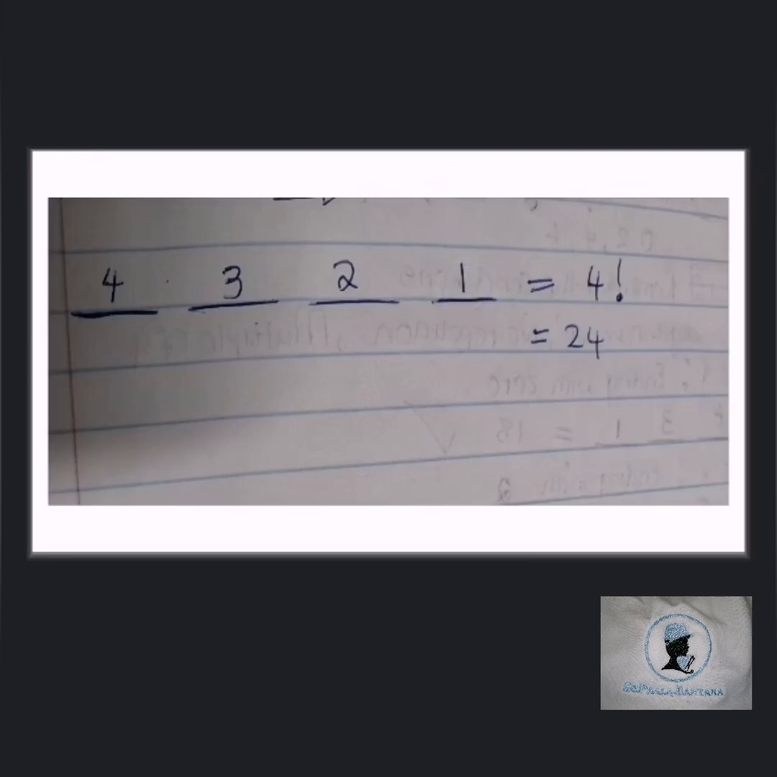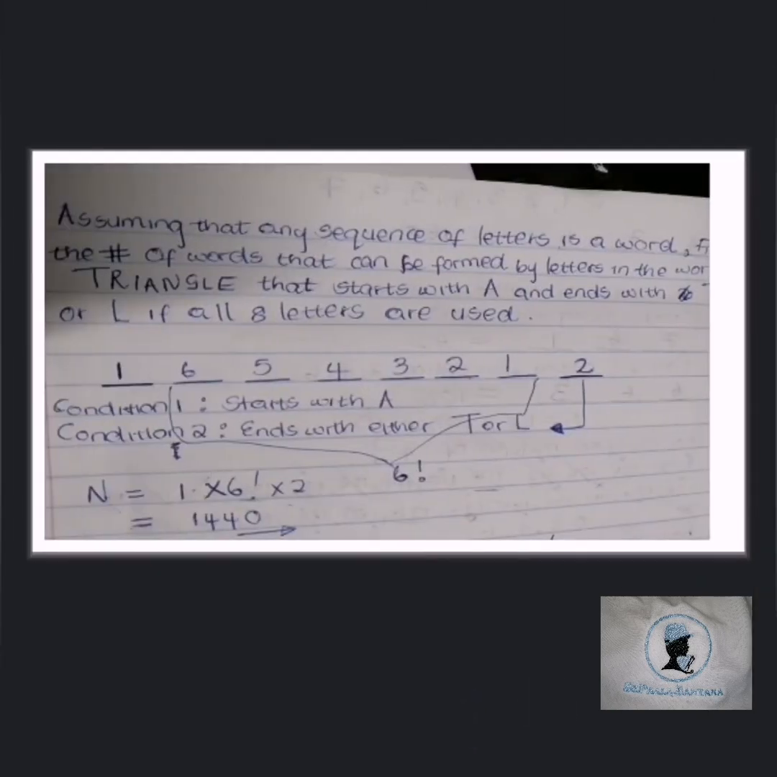And then the last one is obvious, so you're like, okay, you're the only one who's remaining, so you can fill up the space. So this is how we come up with this. You can see that 4 times 3 times 2 times 1 equals 4 factorial, where 4 factorial equals 24, right?